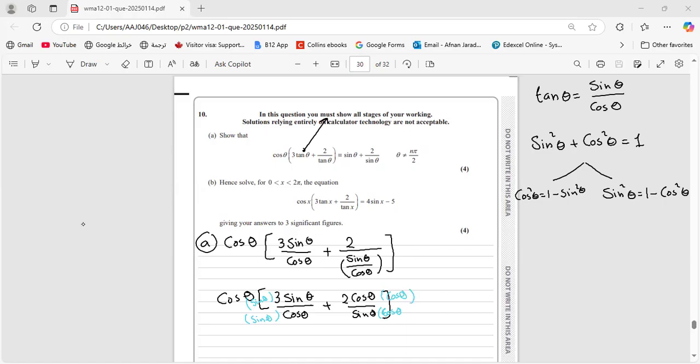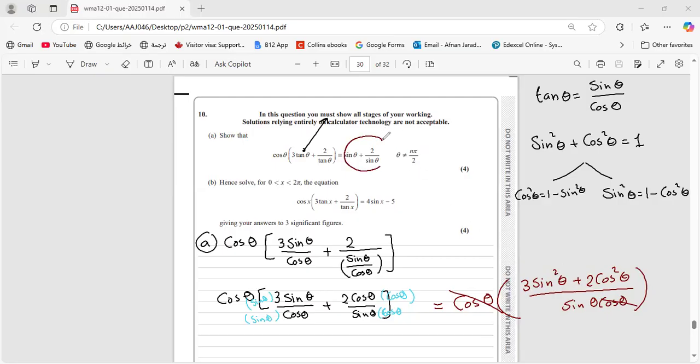So the answer will be what? The answer here equals cosine theta, which is outside the parentheses, multiplied by 3 sine square theta plus 2 cosine square theta over sine theta cosine theta. Okay, the same denominator. So cosine, it's multiplication divided by cosine. This one will be 3 sine square plus 2 cosine square over sine. Look at your answer here. It's without a cosine, so you need to eliminate cosine by using this identity.